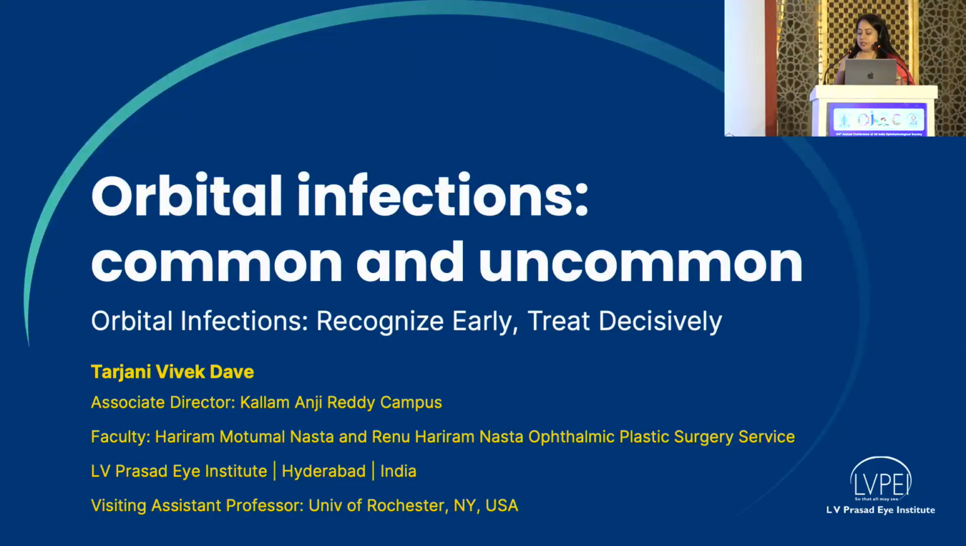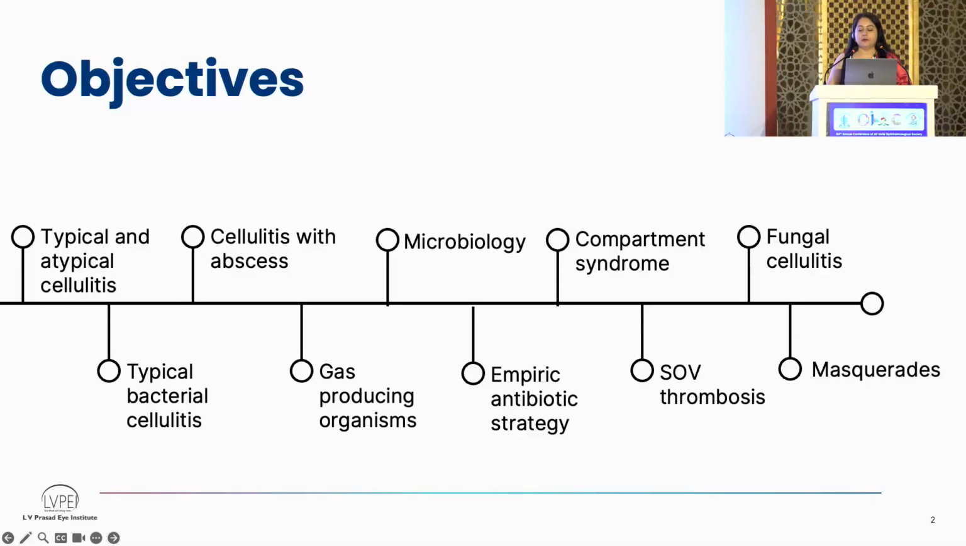And I think my job is fairly easy. It's on a very easy topic of orbital infections. I thought I'll bring to you certain things that should be on your checklist as you're treating orbital infections. We'll go through these objectives that I've listed here. I wanted to show you some atypical cases as well. How do you treat a typical bacterial cellulitis? How has the microbiologic pattern changed in India? What should be your empiric antibiotic strategy?